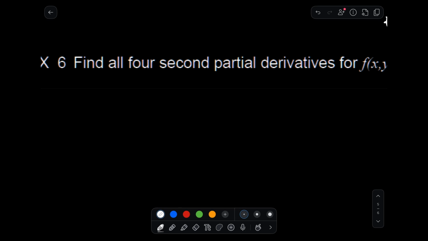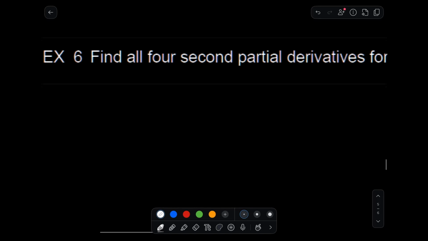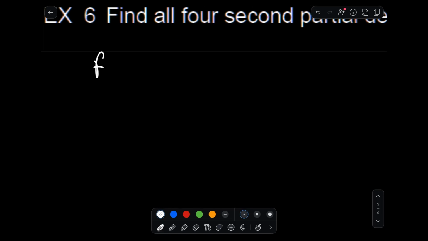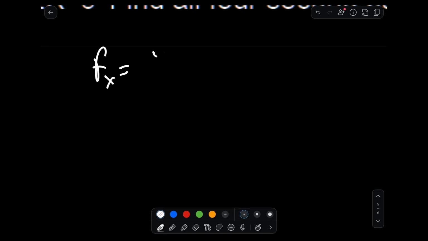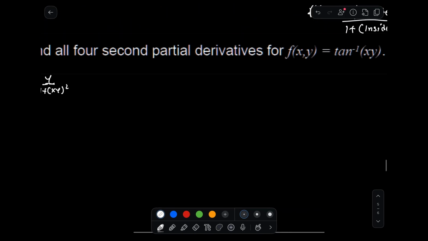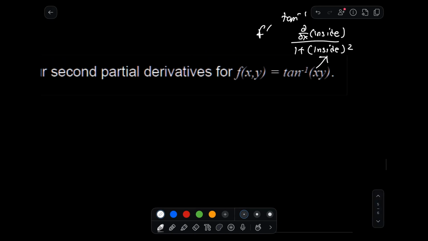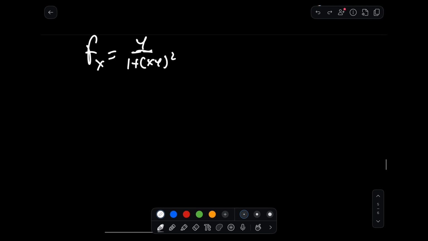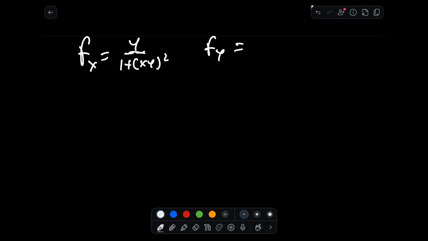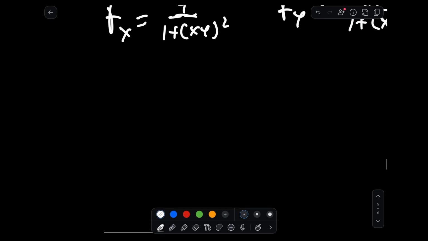All right, this is going to be kind of a beast to solve. It's going to be involving a lot of tedious chain rule stuff, so we can still get through it. I'm a believer. So we have f sub x equals y over 1 plus xy squared. The reason why we're doing that is because xy goes here, and then the derivative of xy with respect to x gets us y. And then f sub y equals this quantity.